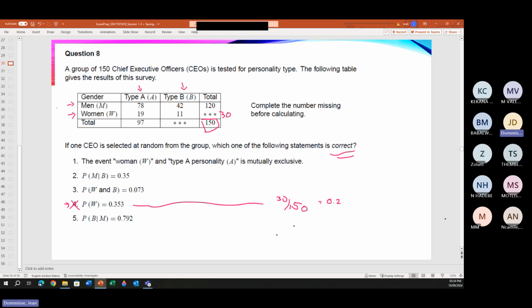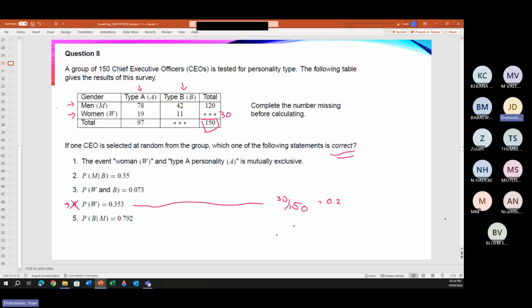Then we can look at probability of W and B. So probability of W and B is 11 divided by 150. And we should have actually done that other one first. 11 divided by 150 is equal to 0.073. Okay, which is actually correct.